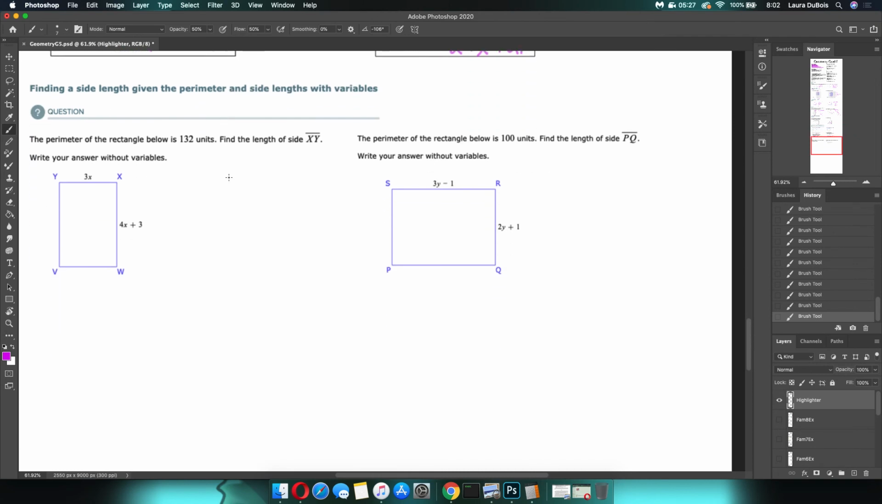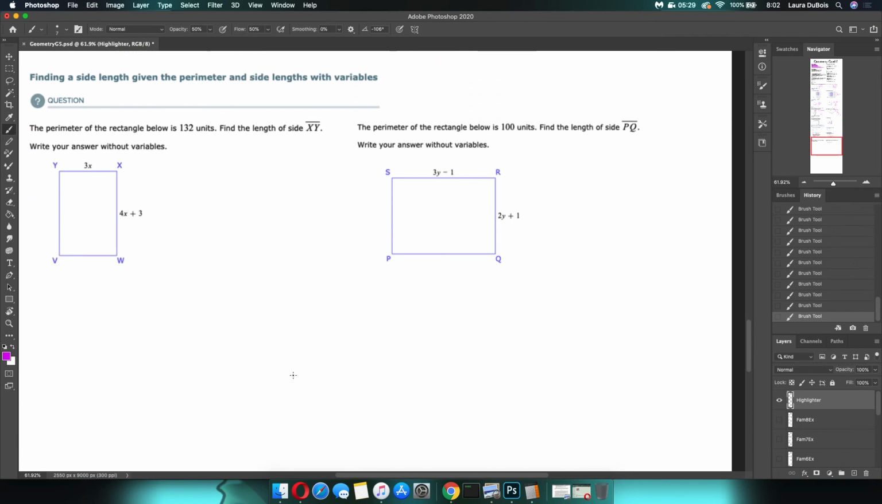Find the length. So last topic of the section. Let's see here. The perimeter is 132. So I was cheating my way around this earlier. Perimeter is twice the length plus twice the width. We're told the perimeter is 132. So twice the length, which is 4x plus 3, plus twice the width, which is 3x.